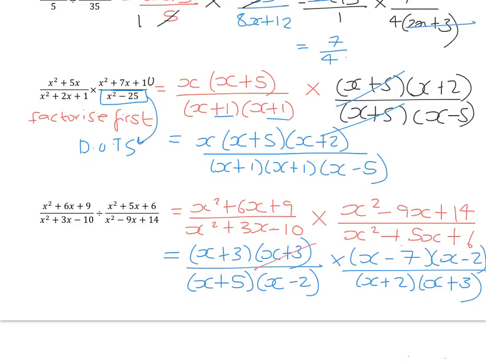So we can cancel out x plus 3, x plus 3, x minus 2 and x minus 2. This leaves us with x plus 3, x minus 7 in the numerator over x plus 5, x plus 2. There is no need to expand the brackets unless you have a particular reason to do so. We can leave the final answer in this format. There is nothing further to cancel, no common factors. We leave our answer in this form.